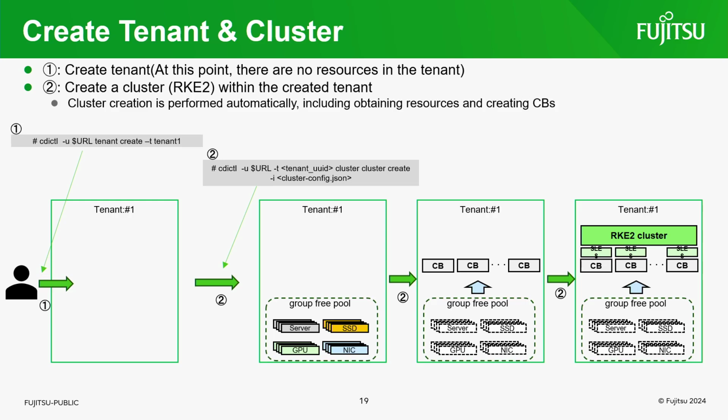And if we use the CDI control create command, this command creates a group, obtains resources, creates a composable server, and installs the allocated cluster. All of these tasks are done automatically by using this command. So we can install an allocated cluster on the composable metal in the tenant by using this command.